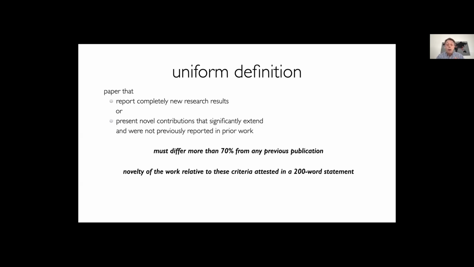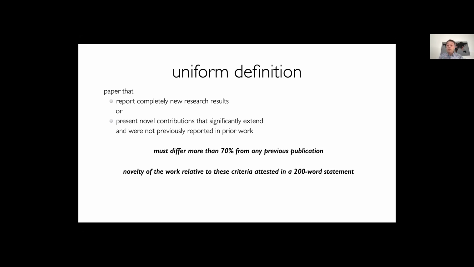So first of all, we noticed that although we have a fairly similar definition, there is no unique definition. Different journals and different conferences have a slightly different definition of Journal First. We tried to find out whether it is possible to get uniformity in the definition. And this is what we ended up with: papers that report completely new research results or present a novel contribution that significantly extends, and was not previously reported in, prior work.